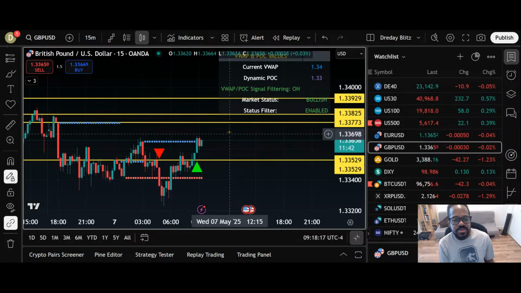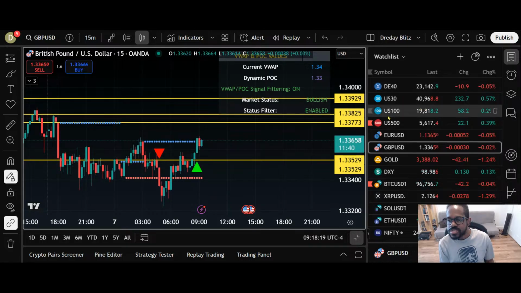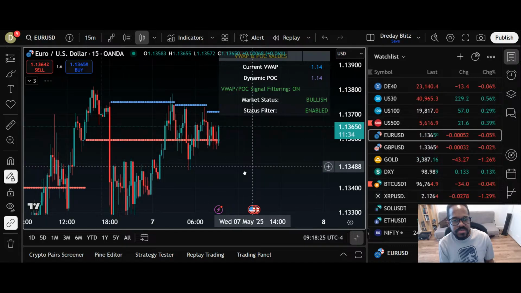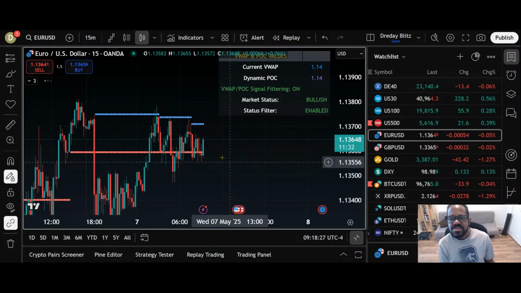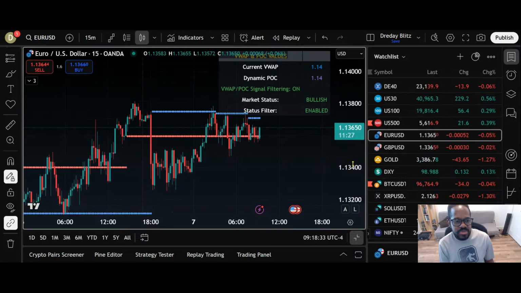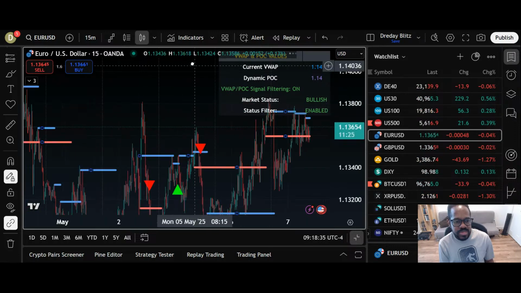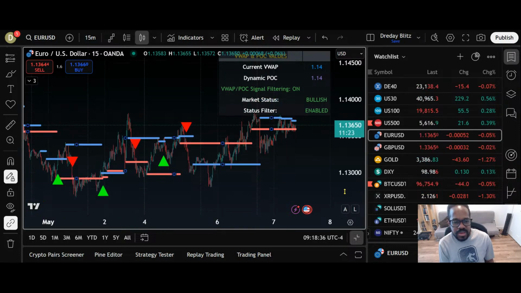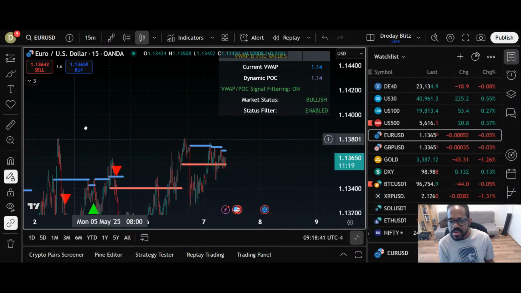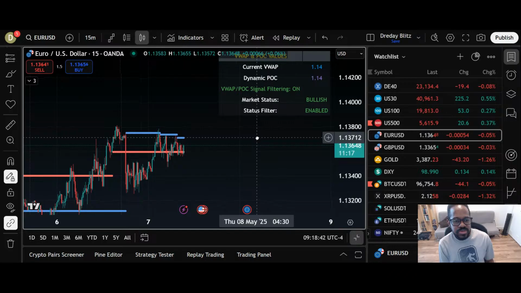And so still bullish here on GU, and let's look at Euro USD. Euro USD is still bullish, but no signal at all. So nothing is confirmed here in regards to a buy.